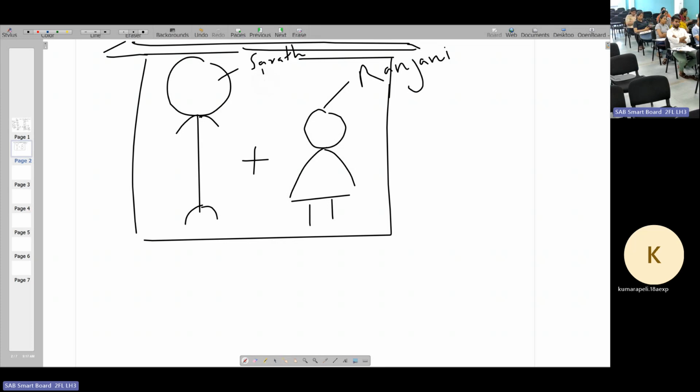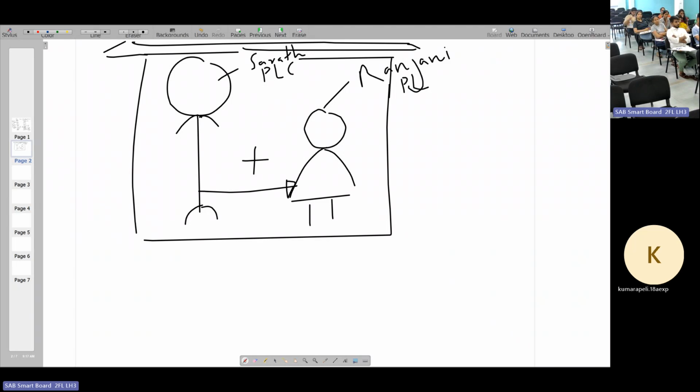Sarath PLC would acquire Ranjani PLC. Right? Before preparing consolidated financial statements, before adding these two entities together, what should we do first? We should combine these two entities together as per SLFRS 3.